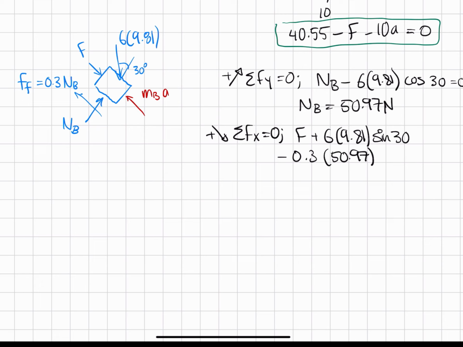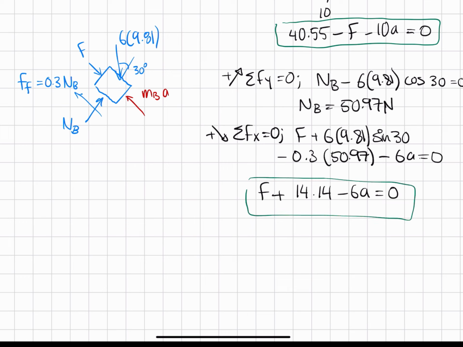And we have the acceleration, right? It's basically MB times A, which is 6 times A. And this whole thing is equal to 0. Putting it all together and simplifying, we have F plus 14.14 minus 6A is equal to 0. Perfect. Two equations, two unknowns.